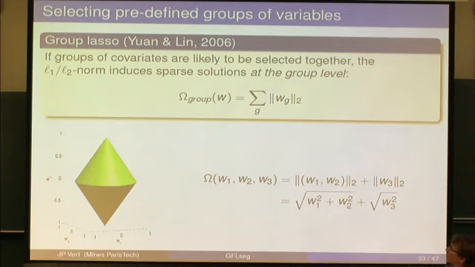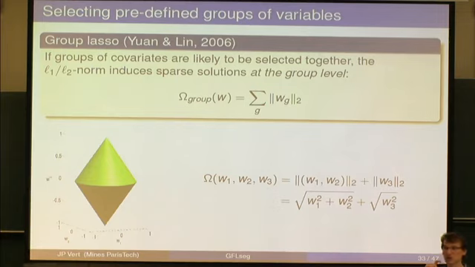The group lasso, proposed by Yuan and Lin a few years ago, is an extension of the L1 norm to vectors. Imagine here W is a vector made of dimensions, and imagine you have defined by yourself a partition of the dimensions.